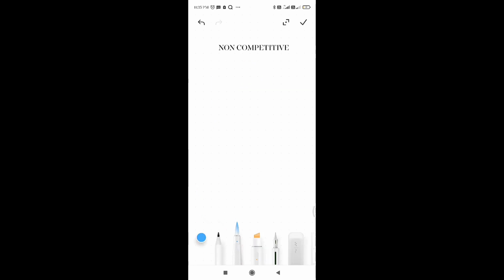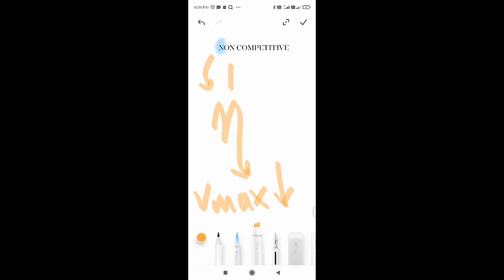Coming to non-competitive inhibition, the first letter N, we can write N like this with an arrow pointing down. The interpretation is that Vmax in this condition will go down. And as you have already seen, Km goes up in competitive and comes down in uncompetitive. So Km here stays constant.